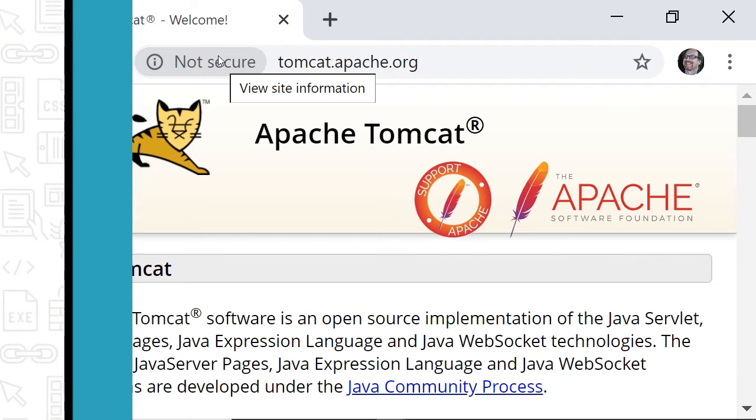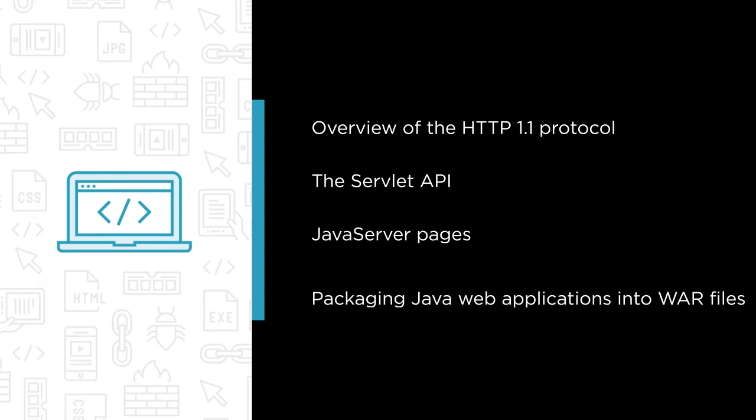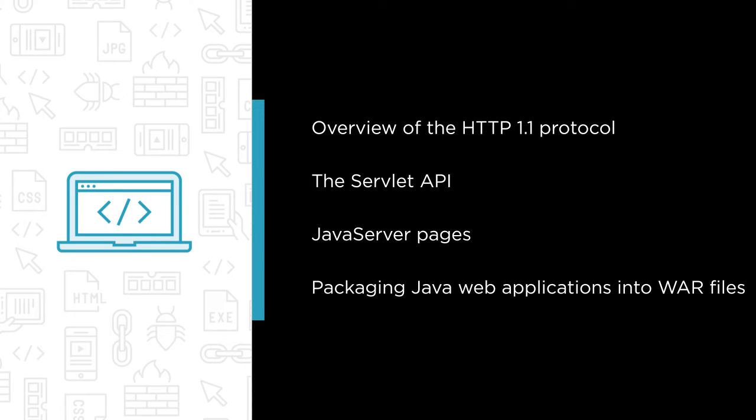Some of the major topics that we'll cover include an overview of the HTTP 1.1 protocol and how HTTP is processed by Tomcat, the Servlet API including coverage of filters and listeners, Java Server Pages including the Java Standard Tag Library, packaging Java web application into WAR files, and hot deploying them on Tomcat.